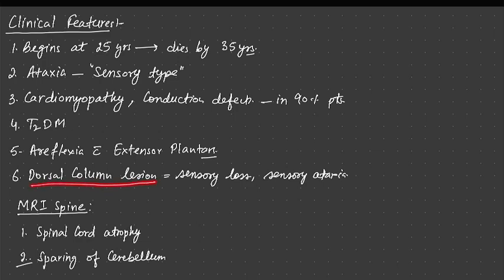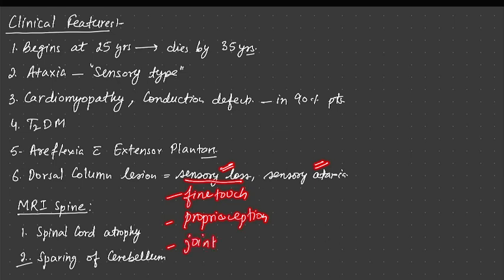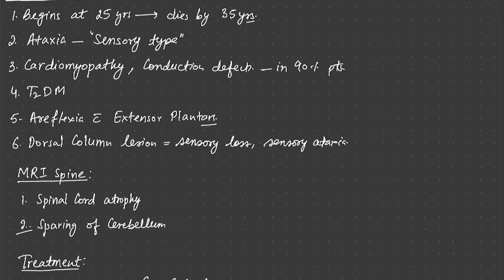Dorsal column lesion means sensory loss and sensory ataxia. What kind of sensory loss? Fine touch, proprioception, joint and position sense, vibration. This kind of sensory loss means the fine, advanced sensory loss will be there. MRI spine is suggestive of spinal cord atrophy, with characteristic sparing of the cerebellum.